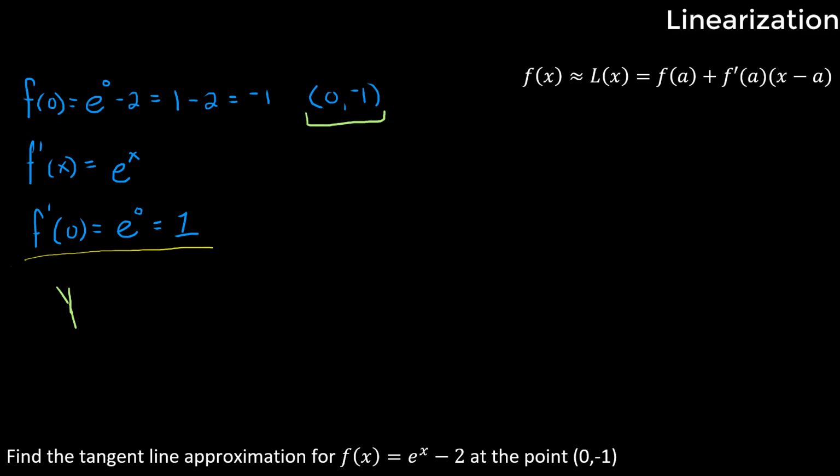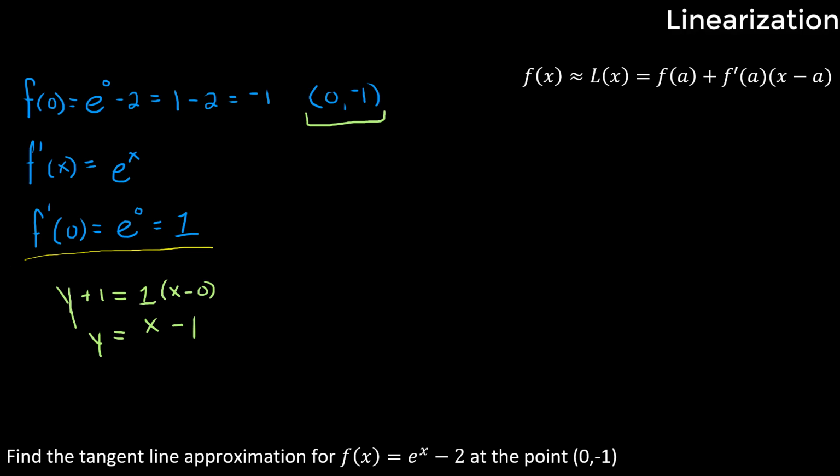We can use y minus y1, so y minus -1, or y plus 1, equals our slope times x minus x1. And if you're realizing now that this looks exactly like that linearization formula, good. So then we have x minus x1, or x minus 0. And so what we can do here is just distribute. So 1 times x, that's just going to be x, minus 1 times 0, which is just going to be 0. And then we're going to go ahead and subtract 1 from both sides to get that y by itself. So that'll be x minus 1.